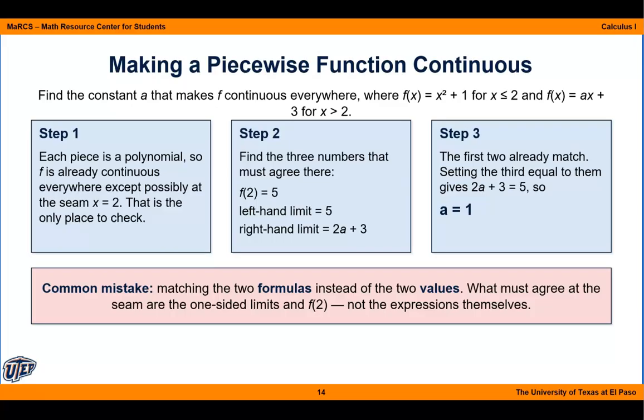The function value is 5, and the left-hand limit is also 5. Approaching from the right, we use the second rule. For continuity, its limiting value must also be 5. Setting the right-hand result equal to 5 and solving gives a equal to 1.